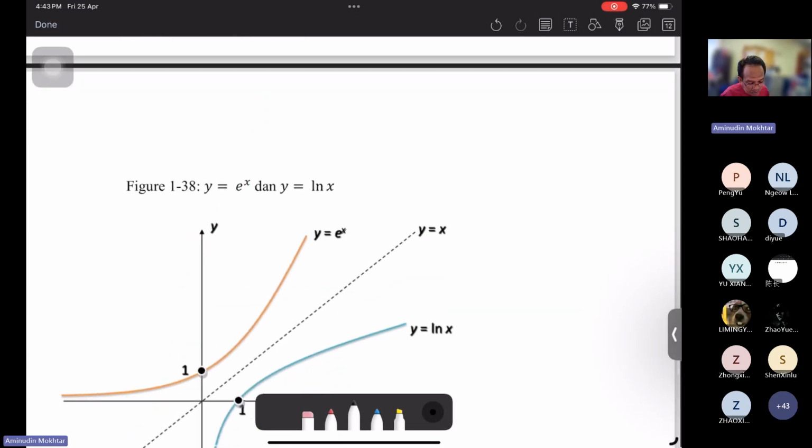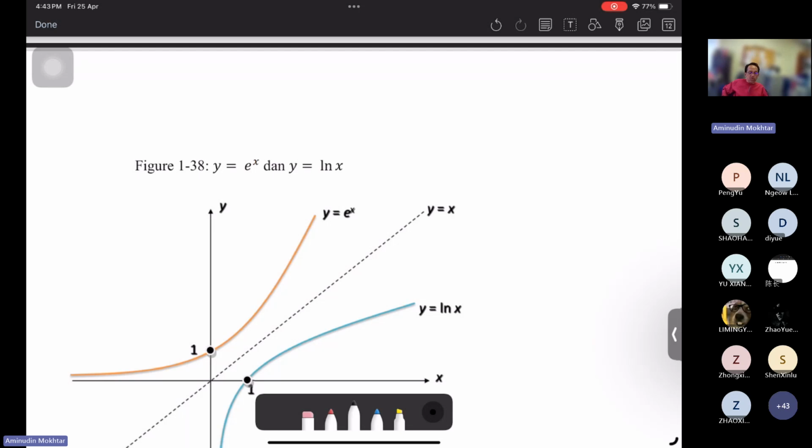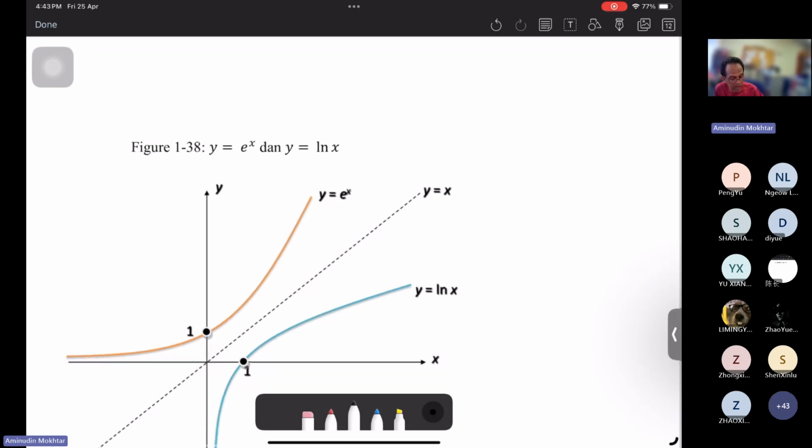Okay, same goes when we draw a graph y equal to e to the power of x and y equal to ln x. The exponential y equal to e to the power of x and the log form y equal to ln x are mirror reflections of each other. This equation can also be written as x equal to e to the power of y, because this is log e of x.